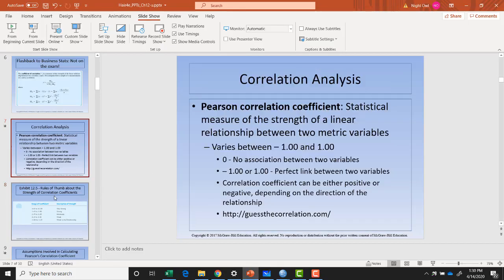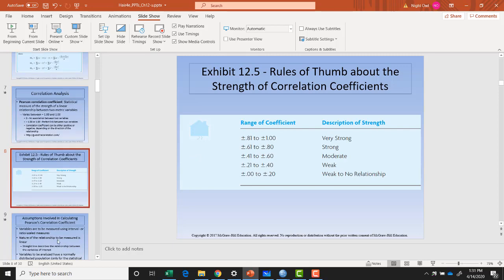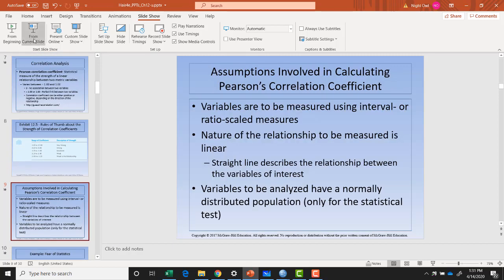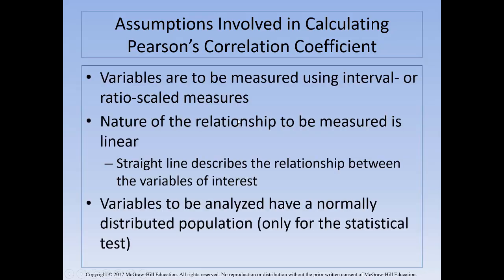So here we did the correlation. Here's some rules of thumb of how strong the relationship is. So 0.8 and above is very strong. 0.6 to 0.8 is strong. Then we have moderate, weak, and no relationship. Now let's think about some of the assumptions of the correlation. The correlation we're using is called the Pearson correlation.